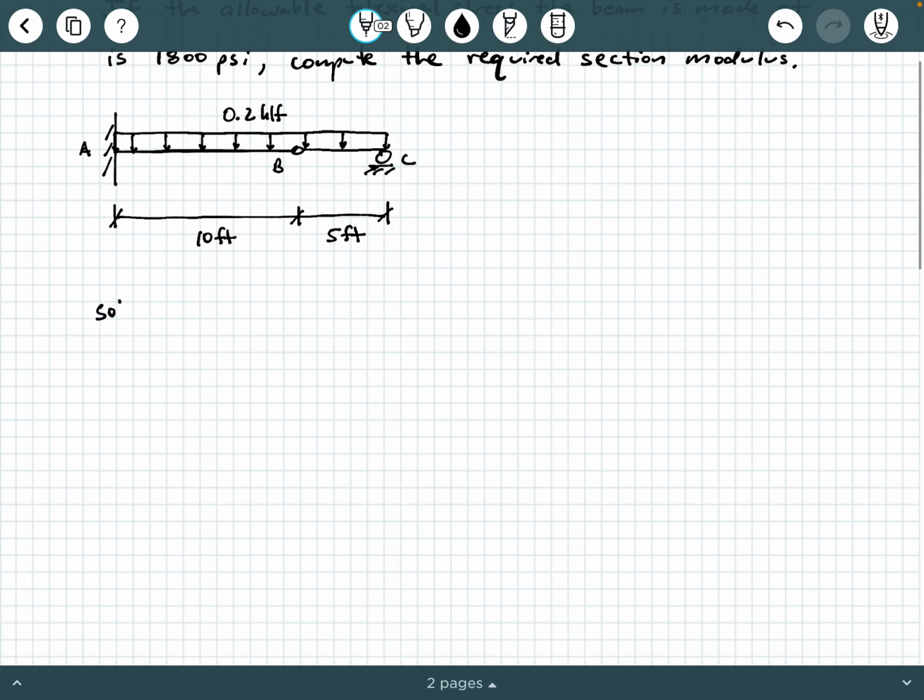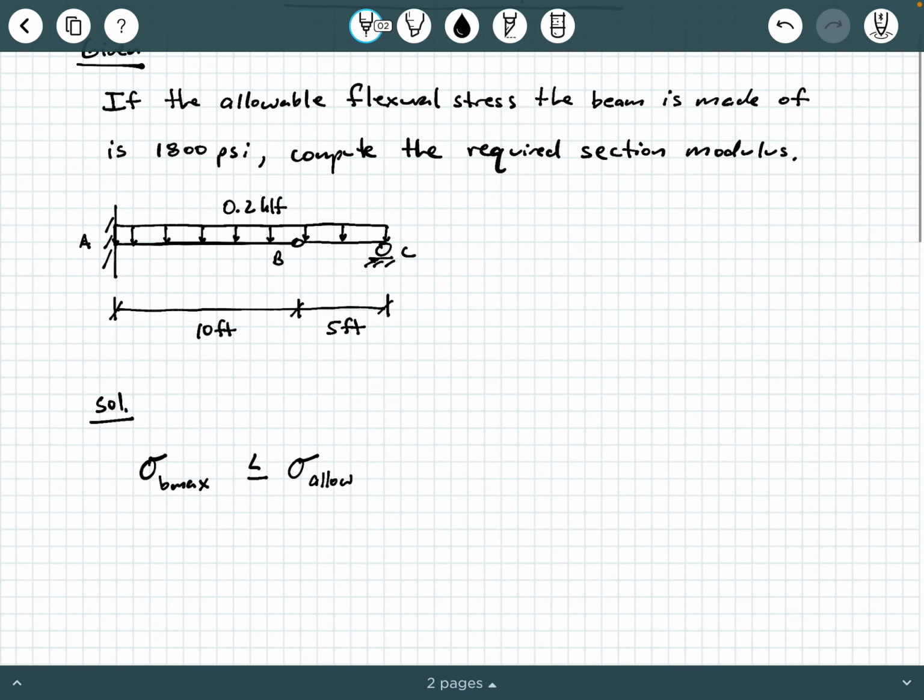So to get started, we're going to write solution, and we're going to set up our defining relationship, and that is that our maximum bending stress, sigma B max, must be less than or equal to an allowable bending stress. Okay, now the allowable bending stress or the allowable flexural stress is given to us. That's 1800 psi, so we know what this is. The question really is, how do we deal with this sigma B max?